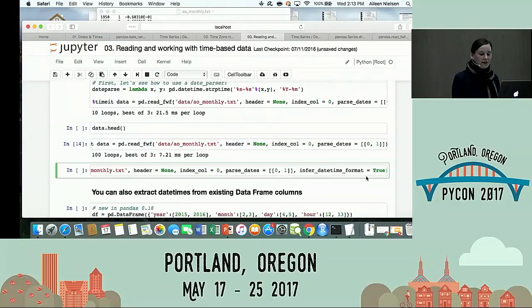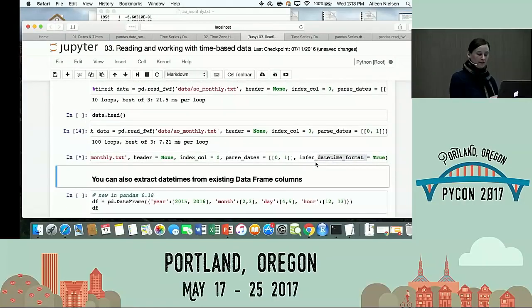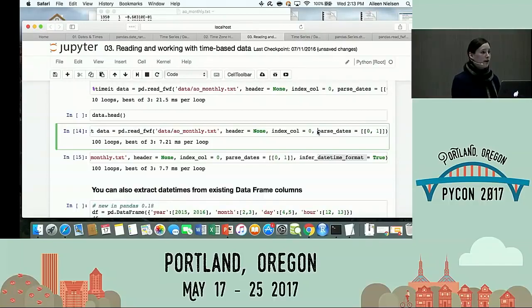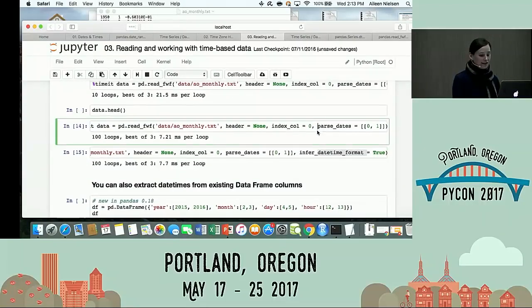In this last case, I'm going to just explicitly ask it to infer the date-time format. Let's look at what that does. And that's about 7.7. So in the background, that might actually just be the same as the one above, or it might not. The point is, try a few things out with your data, find out what's fastest.